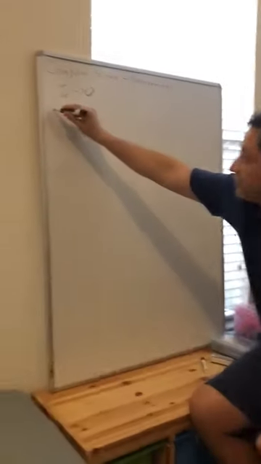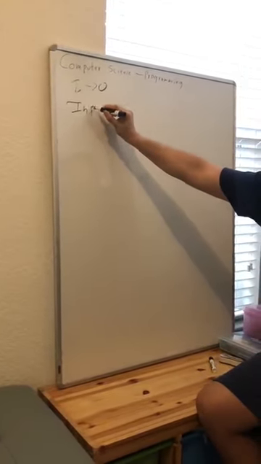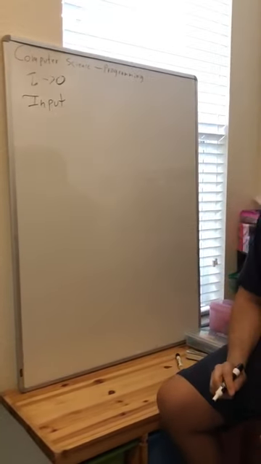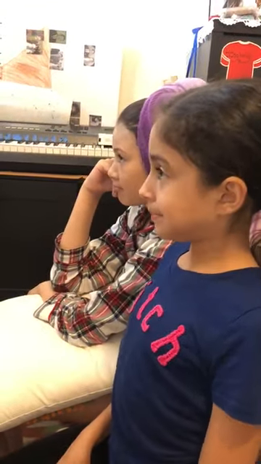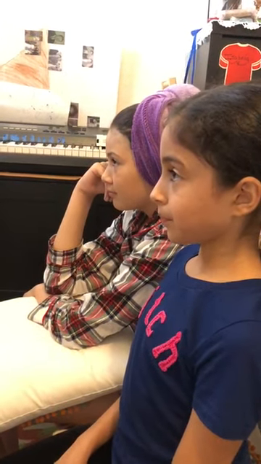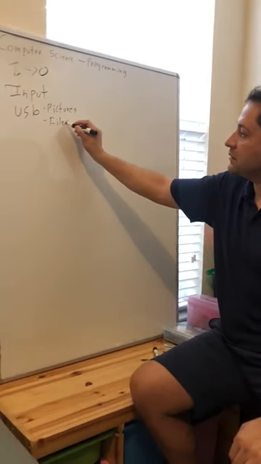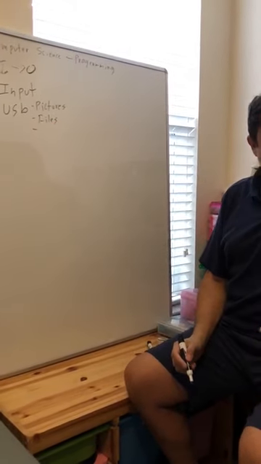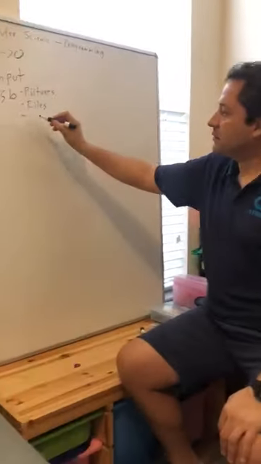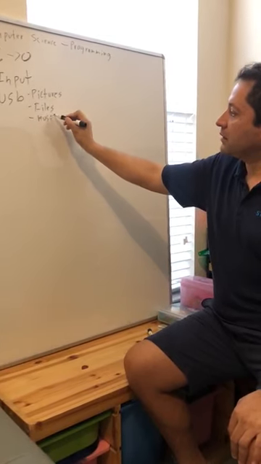So let's look at input first. Input. We're only talking about computer, okay? So what types of input, Isabella? You could put in a USB. So USB, okay. So let's look at the USB. Because you can have what in the USB? You could have pictures. What else? Some files. Information. Yes. You can also have music. Yes. Music. Okay. Videos.